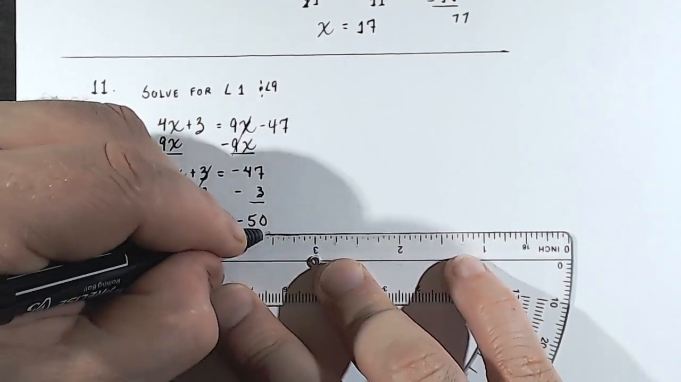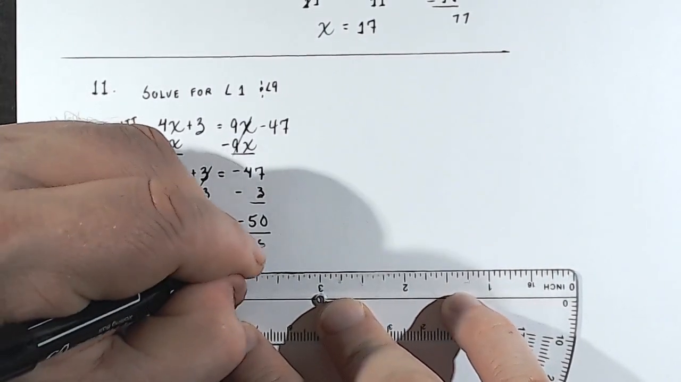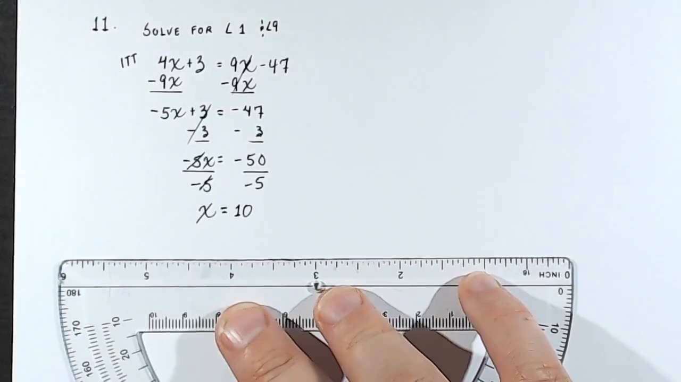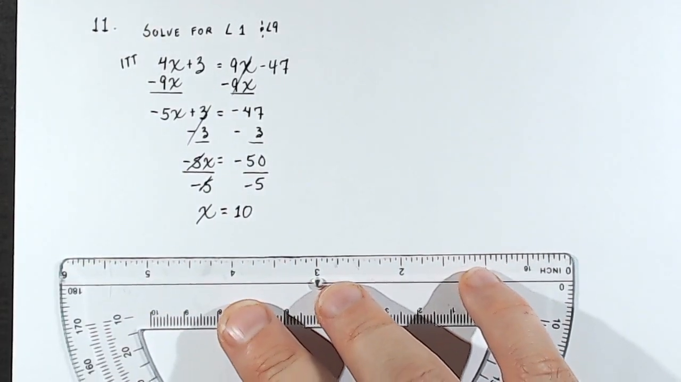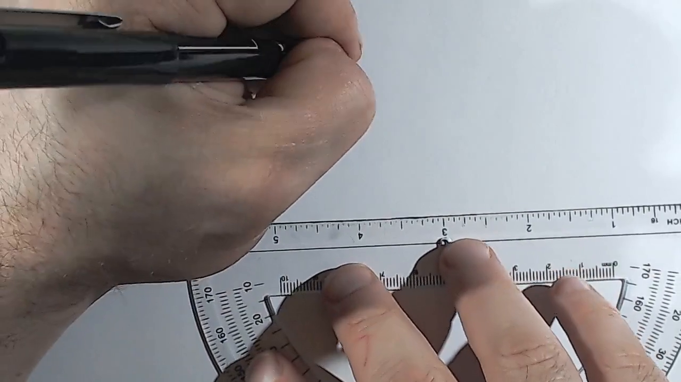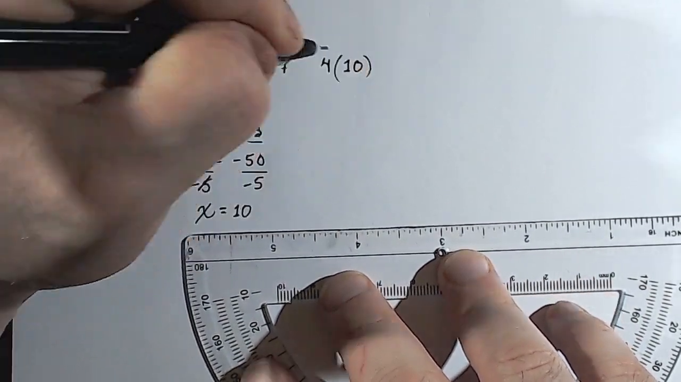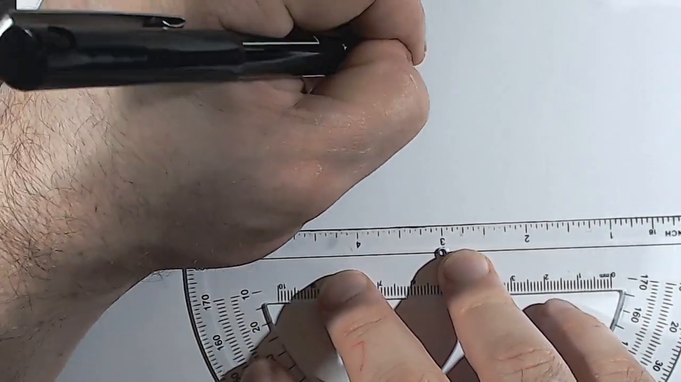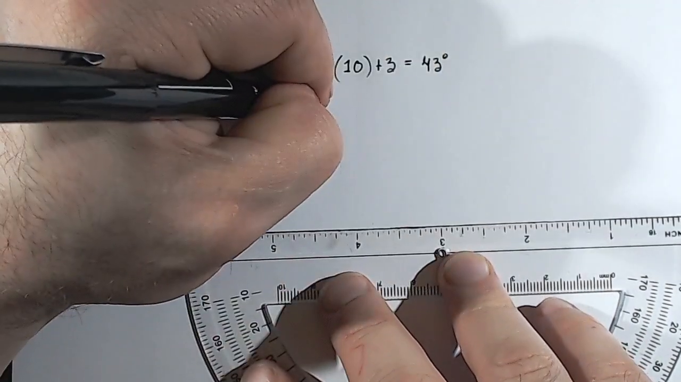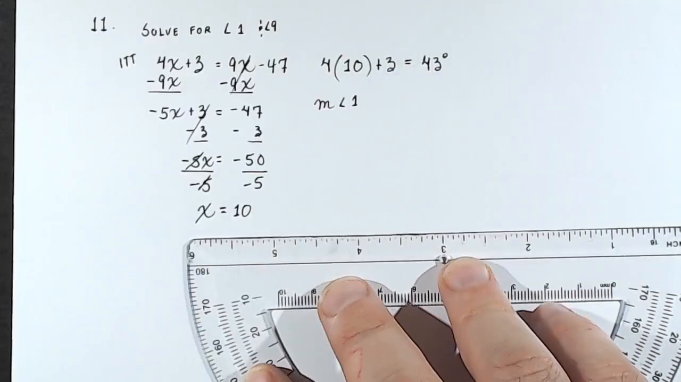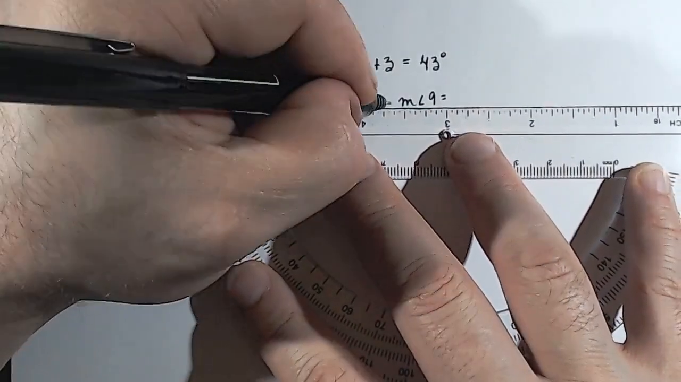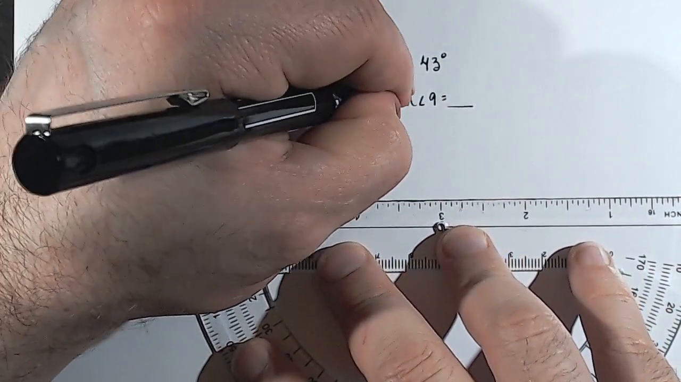Okay, I feel like we're on the right track here since this is going to divide evenly. We'll divide both sides by negative 5 to get x by itself, and x is equal to 10. So now that we know x is equal to 10, we can plug it back in. We just have to plug it back into one of our original expressions since we know the angles are equivalent. So 4 times 10 plus 3 equals 40 plus 3, which is 43. So that means that the measures of angles 1 and 9, by the isosceles triangle theorem, both have to be 43 degrees.